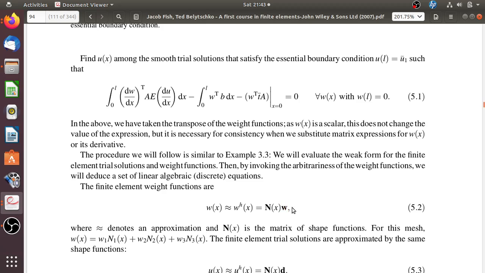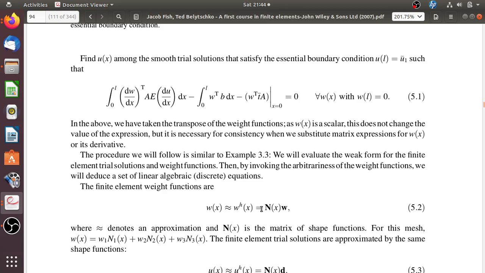And w represents the coefficients which correspond to this N1. By the way, these N functions are also known as shape functions, okay. So here this N of x represents a vector, okay, a row vector of N1, N2, and N3. And this w represents a column vector of w1, w2, w3.